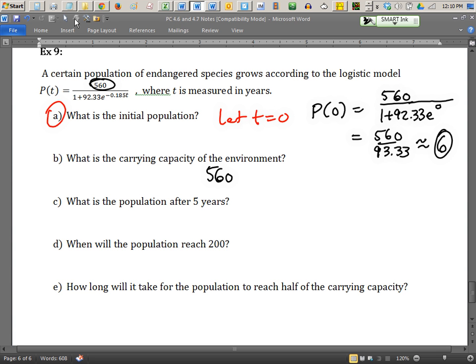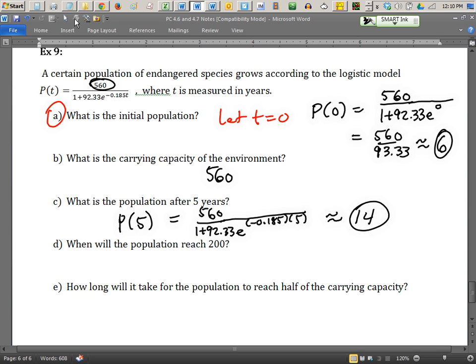What is the population after 5 years? Well, I need to find P of 5. So I actually typed this on my calculator. 560 over 1 plus 92.33 e to the negative 0.185 times 5. And I was very careful to type it properly. And I got 14 bears. Good, good. When will the population reach 200 bears?